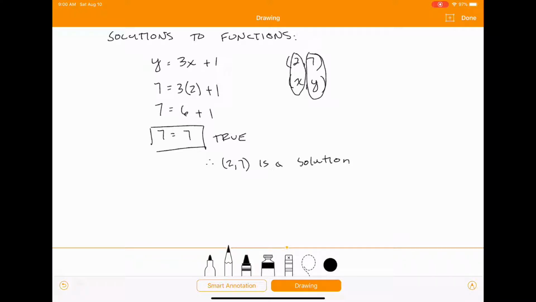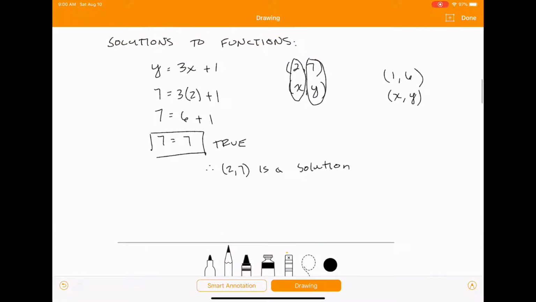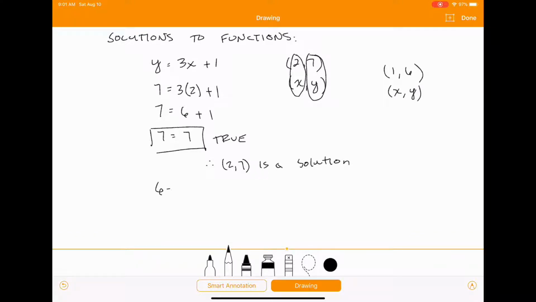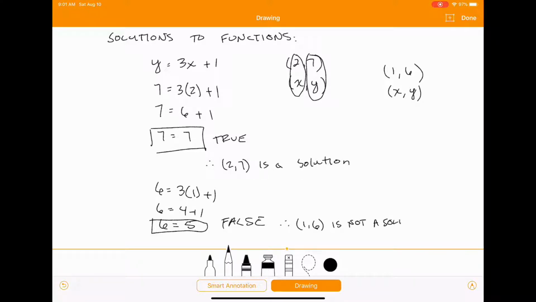However, if we wanted to check, let's say, 1, 6. So again, we're going to plug 1 in for x, 6 in for y. All right? So we're going to go 6 equals 3 times 1 plus 1. 6 equals 4 plus 1. 6 equals 5. This statement right here is false, right? Because 6 does not equal 5. So therefore, 1, 6 is not a solution to that function. All right?